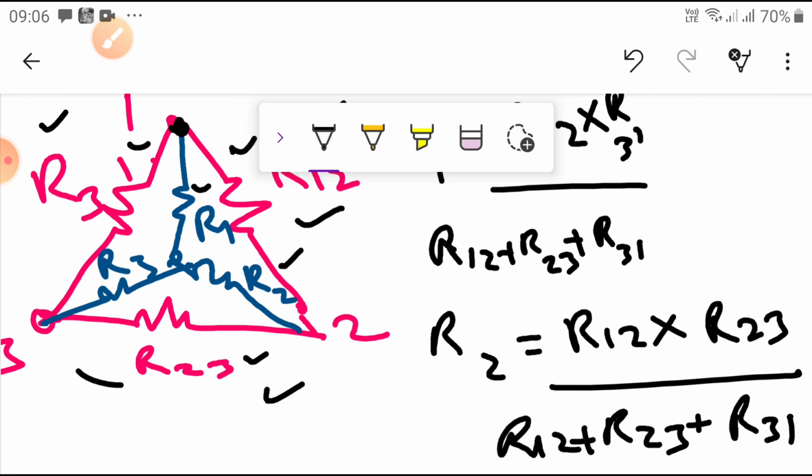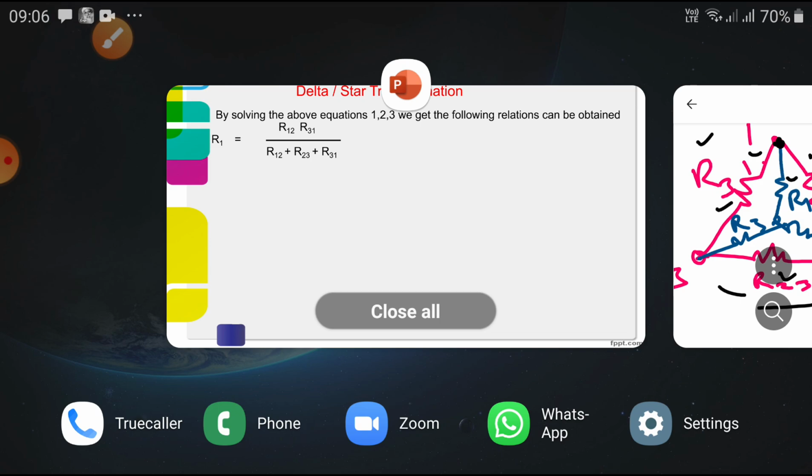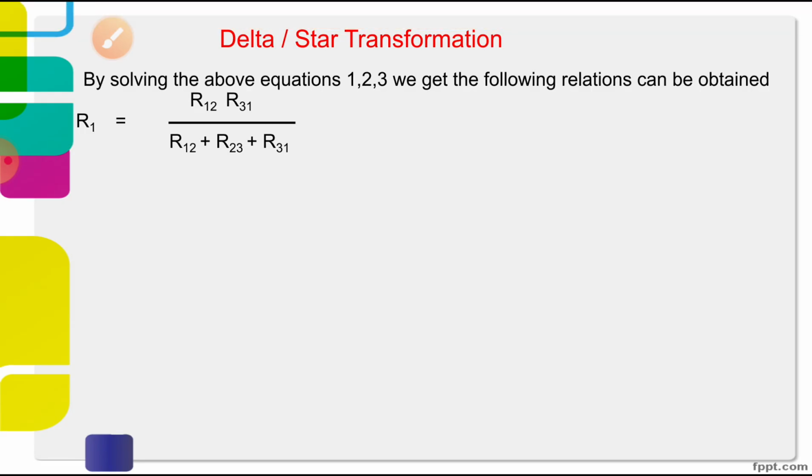So in the center I record R2 is equal to this value into this value. This value is the R12, this value is the R23, by the total values. Now I want R3 also. Similarly, write it: R23 into R31 divided by the total value. We are going to get those equations. Now you can see here, R1 is equal to what you are going to get? Simple, this is R12 into R3.